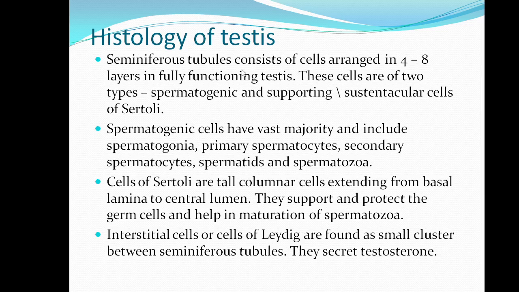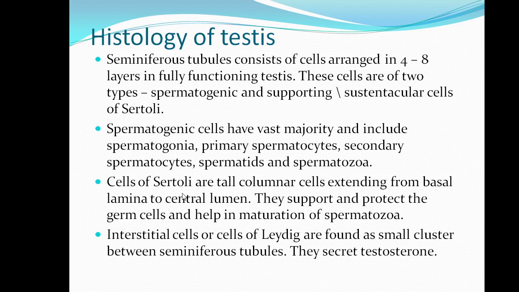Histology of the testis. The seminiferous tubules consist of cells arranged in 4 to 8 layers in a fully functioning testis. These cells are of two types. Number one is spermatogenic, and number two, supporting, are the sustentacular cells of Sertoli. The spermatogenic cells are the vast majority and include spermatogonia, primary spermatocytes, secondary spermatocytes, spermatids, and spermatozoa.